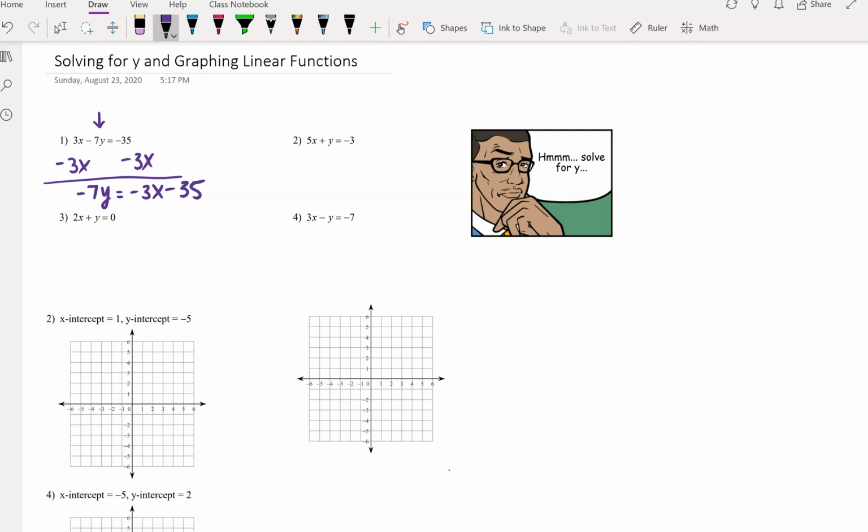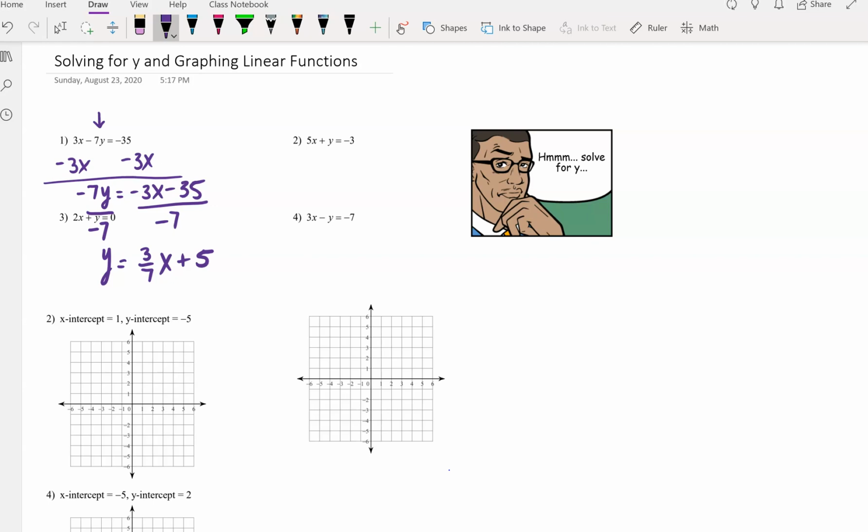And then please don't forget, I'm going to roll over this problem here, that's okay. When you divide both sides by your number in front of the y value, by your integer, both terms on the other side of your equation are going to be divided by negative 7. So this is going to become y is equal to negative 3 divided by negative 7 is a positive 3/7 x. Negative divided by negative is a positive 5.